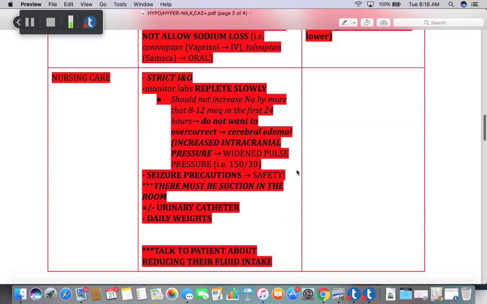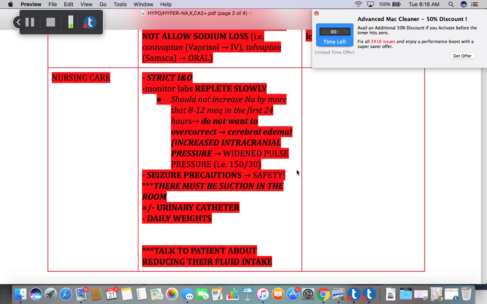Nursing care for hyponatremia: strict I&Os, you're going to monitor labs and replete slowly. So basically, you shouldn't increase your sodium by too much. So if you overcorrect sodium, you can cause cerebral edema, which causes increased intracranial pressure. With increased intracranial pressure, you're going to see a widened pulse pressure. So this could be like a pulse pressure of 150/30.